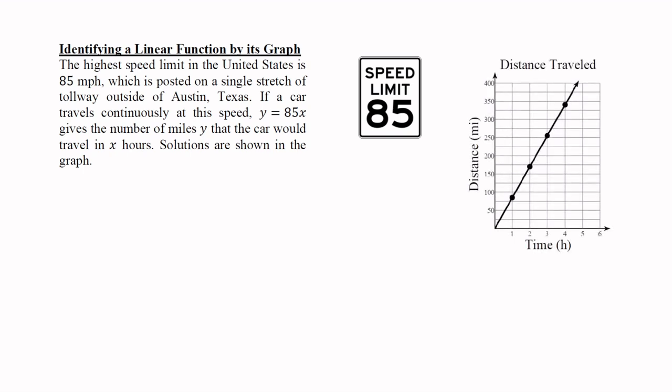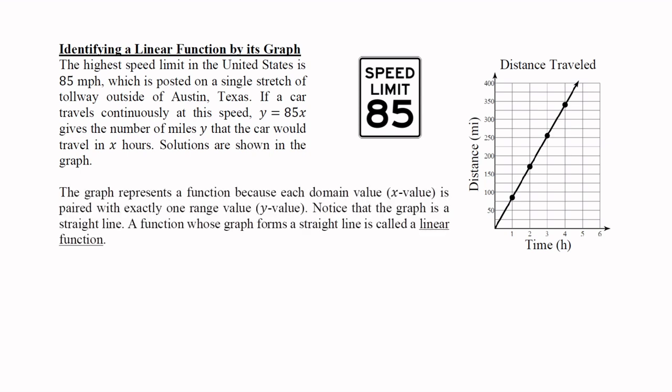We have time on the x-axis, we have distance on the y-axis, and the distance traveled makes a linear progression if you travel at a constant speed of 85 miles per hour. The graph represents a function because each domain value, or x value, is paired with exactly one range value, or y value. Notice that the graph is a straight line. A function whose graph forms a straight line is called a linear function.